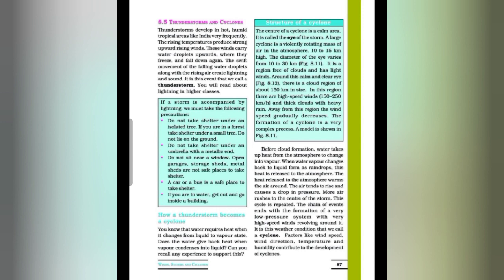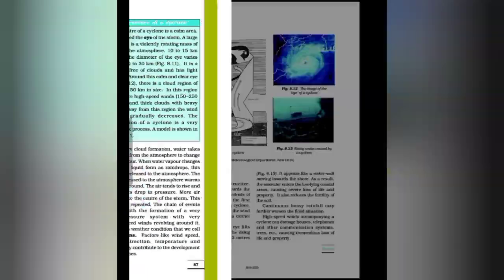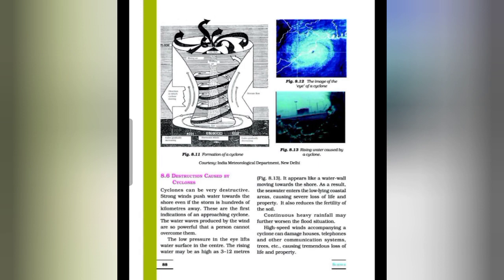Around this calm and clear eye, there is a cloud region about 150 km in size. In this region, there are high speed winds and thick clouds with heavy rain. Away from this region, the wind speed gradually decreases. The formation of a cyclone is a very complex process as we have discussed, and you can see in figure 8.11 the formation of a cyclone.